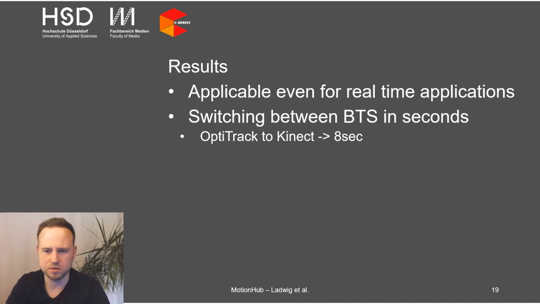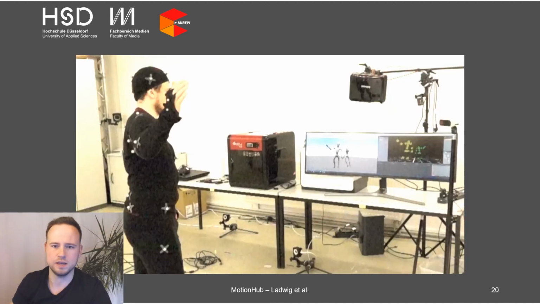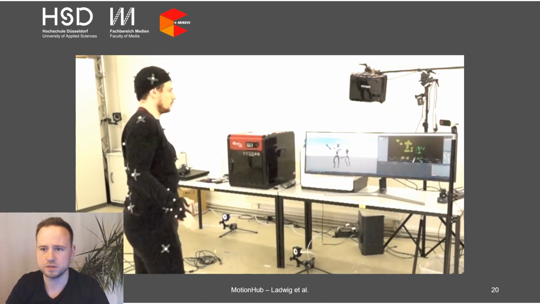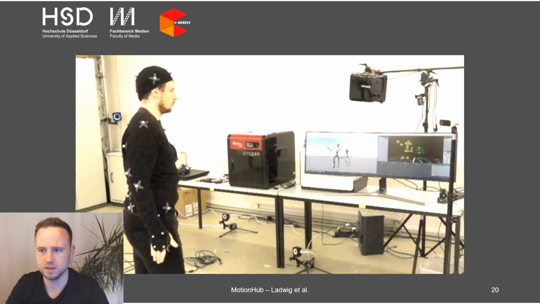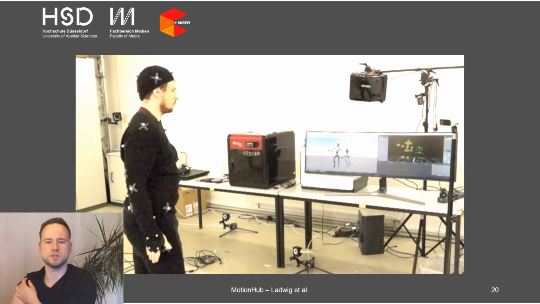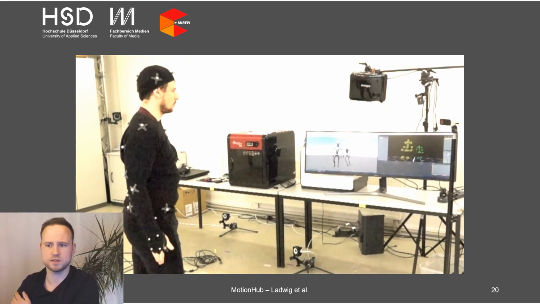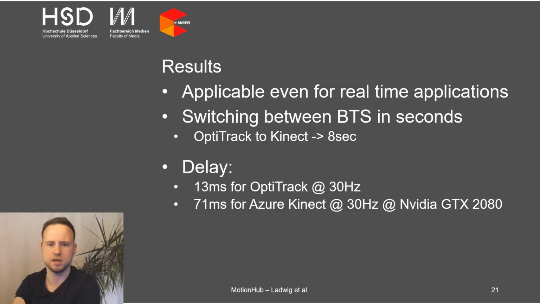To be able to make a statement about the delay, we recorded multiple trials with a high-speed camera, as you've seen here, for measuring the delay, which appears without and with the MotionHub in between. We can summarize that using the MotionHub in combination with OptiTrack induces only 13 milliseconds compared to not using MotionHub in between. Our OptiTrack system is capable of up to 240 Hz.